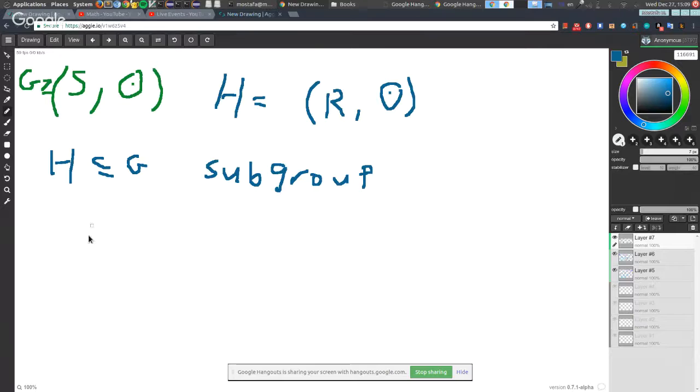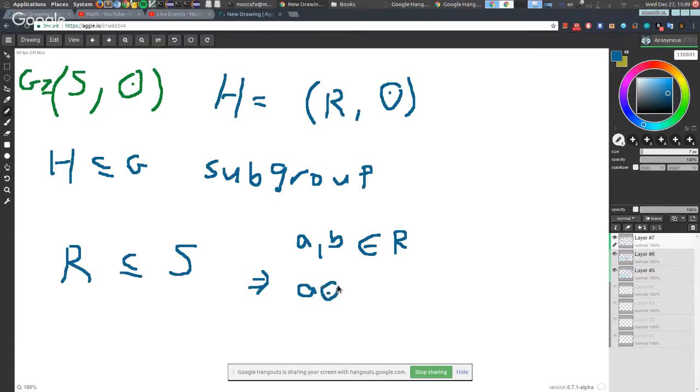So this will be a subgroup if R is a subset of S, and for A and B belonging to R, then A operator B should also belong to R. This is what we call the closure property. It means that R is enclosed under the operator that we have here.